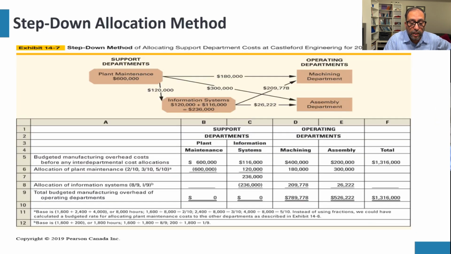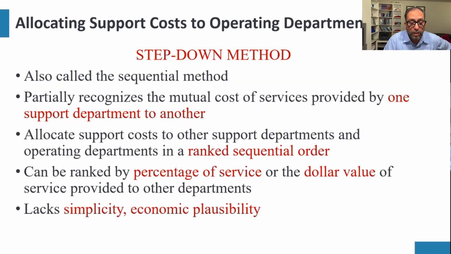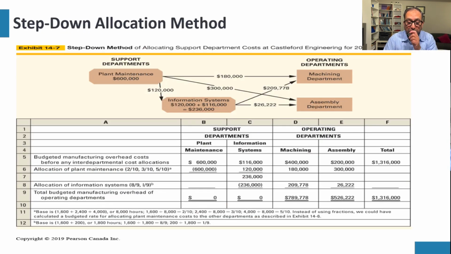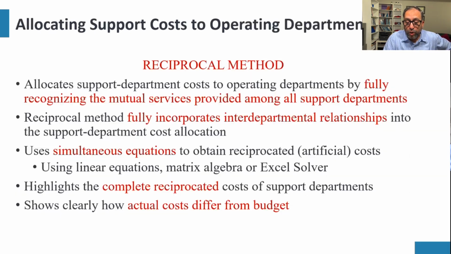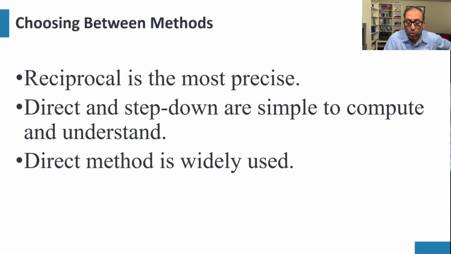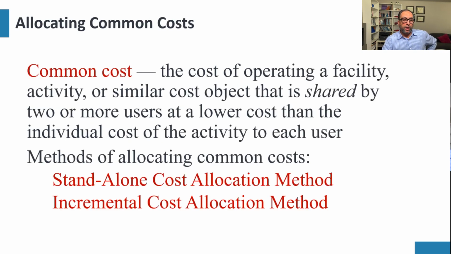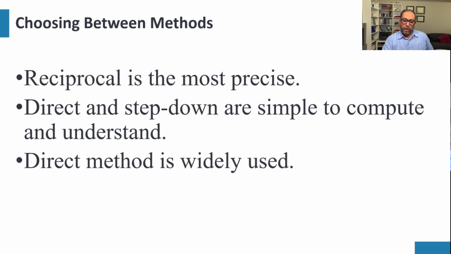So we see here that all three methods give us quite different figures for each department. So we have to choose which method is easier and applicable to us. Among them, reciprocal is the most precise. Direct and step-down are simple to compute and understandable. The direct method is widely used. So the main crux of this topic is to learn these three methods.